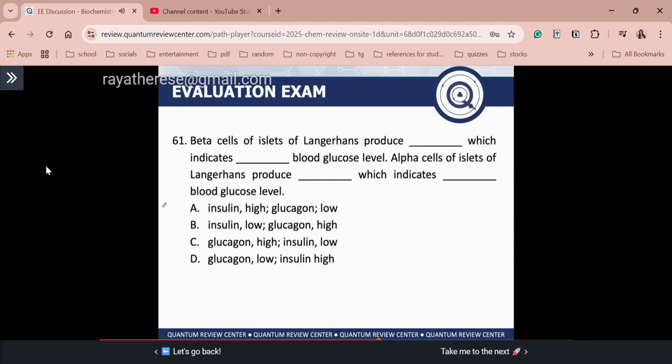Okay? So sir, wala na po si letter C and D? Yes po. Alright, so now we are left only with letter A and B. Let's check the next blank.